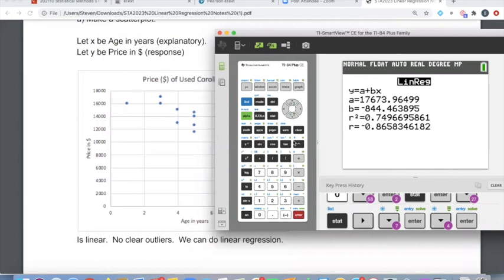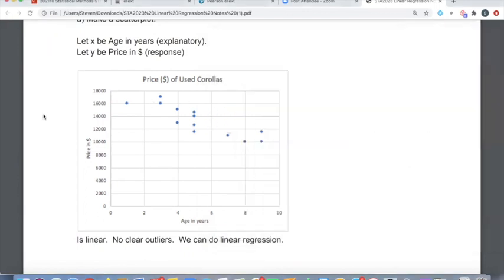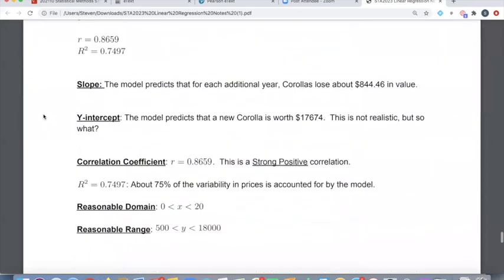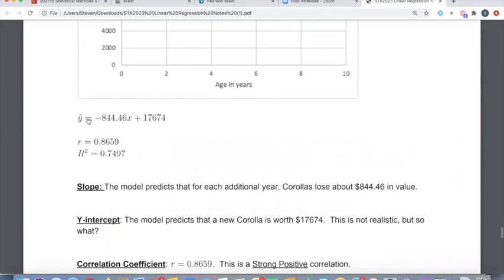We even said negative strong, and look at that r, negative 0.86-ish. And there's the r squared that we'll use in a minute. Okay, so once we got all that, here's our model. Our predicted y value is this formula.